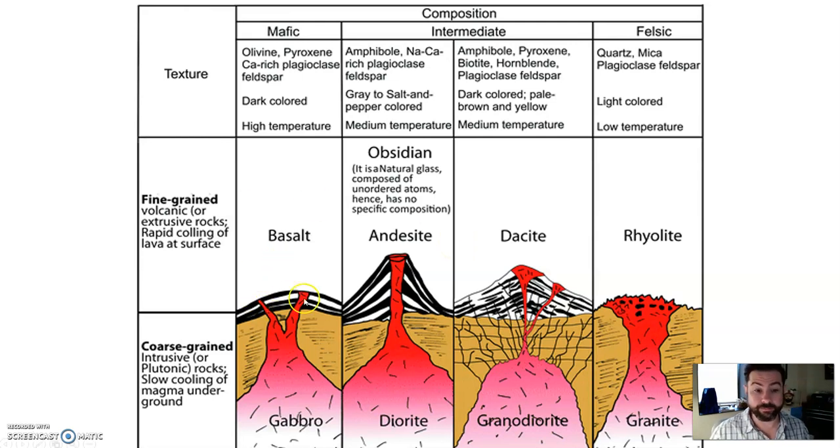Basalt is very runny, forms very gentle volcanoes. Andesite and dacite forms very steep, explosive volcanoes. Rhyolite's so sticky, it doesn't really form mountainous volcanoes. They just have large explosions in relatively flat ground.